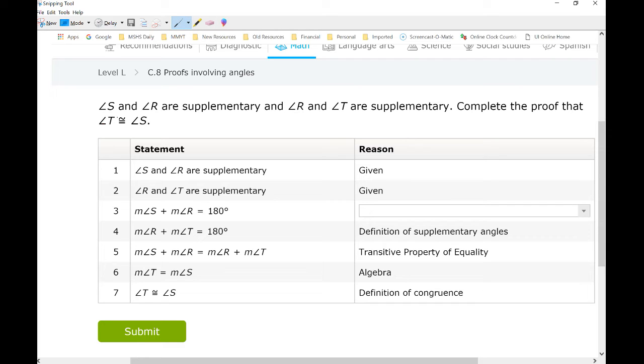When we talk about objects being the same, we use the congruence symbol. We don't use equals. Equals are for numbers being the same. Congruence are for objects being the same. And that's that important difference between object language and number language.